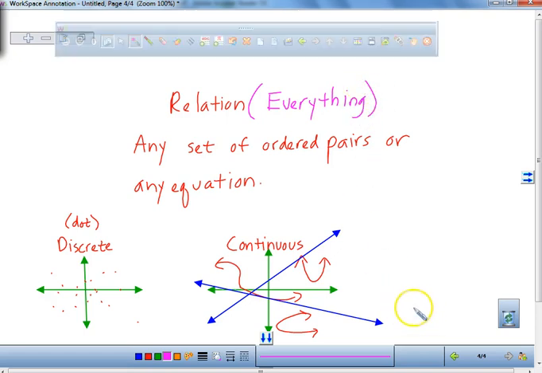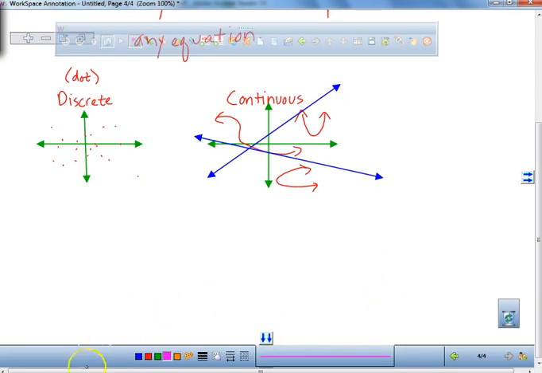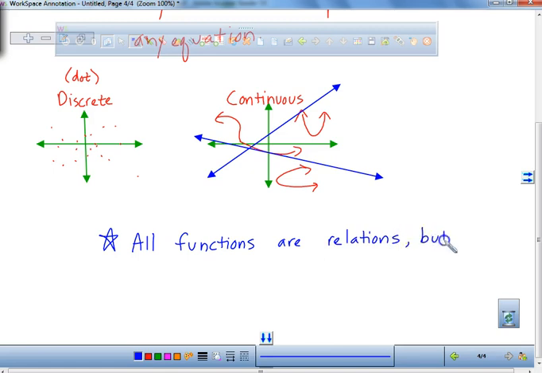Everything is a relation. All right, I'm going to write a little statement down here. All functions are relations. Okay, all functions are relations, but not all relations are functions.